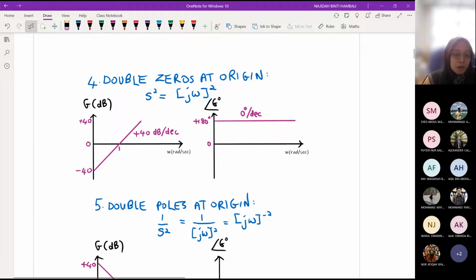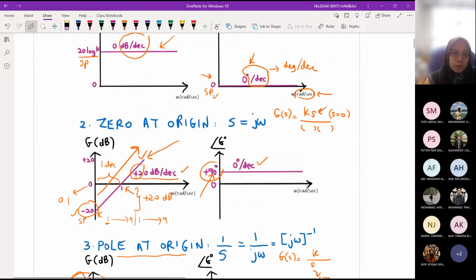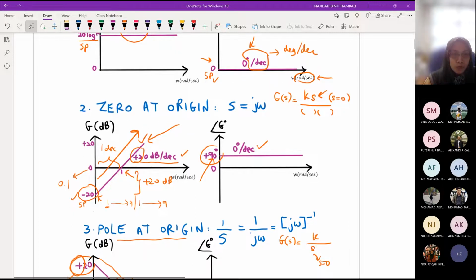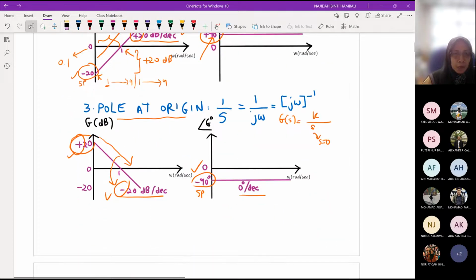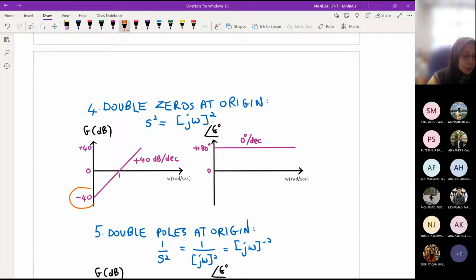Theory number 4. Theory number 4 is for double zeros at origin. You can relate theory number 4 with theory number 2. It is almost similar, but you double the value. For zero at origin, starting point negative 20, slope positive 20 dB per decade. For double zero at origin, you double the starting point from negative 20 to negative 40, and you double the slope from positive 20 dB to positive 40 dB per decade.